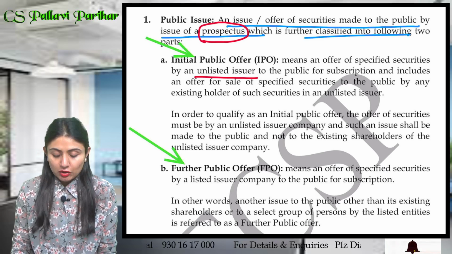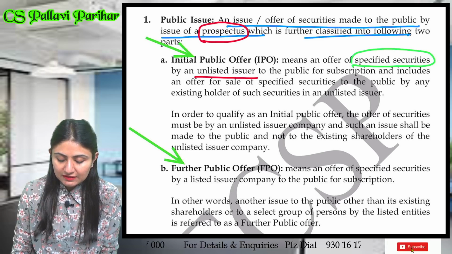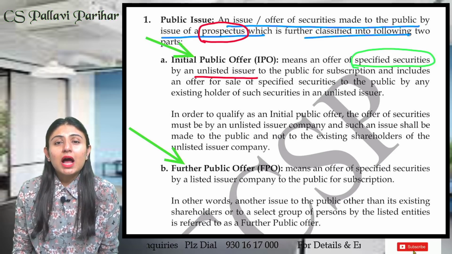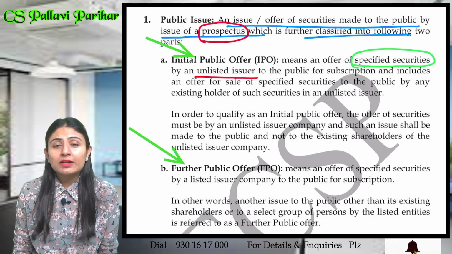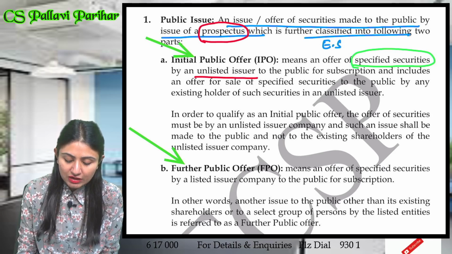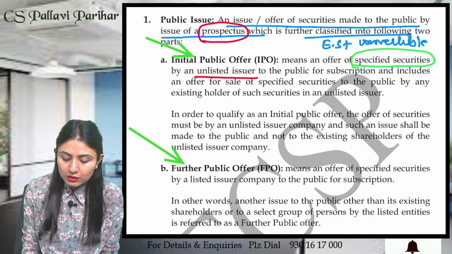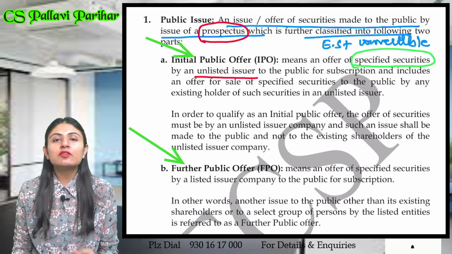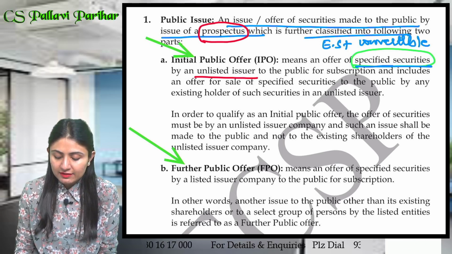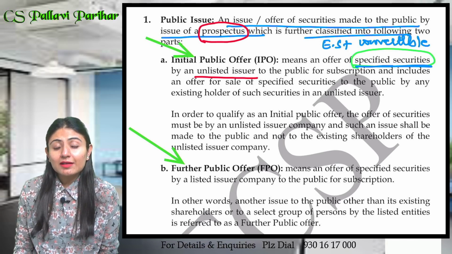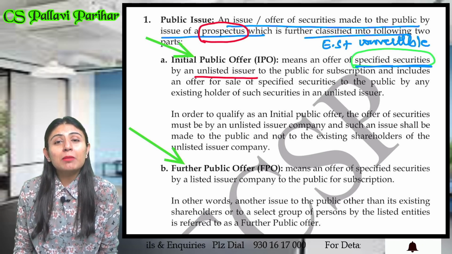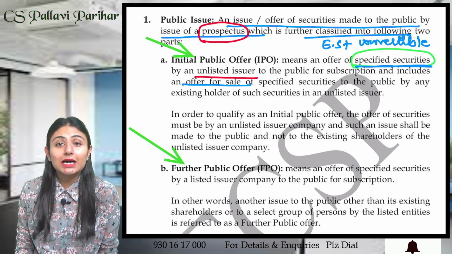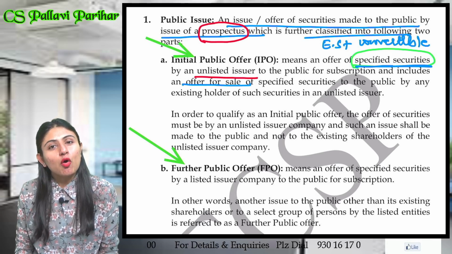Now the offer pertains to what? The offer pertains to specified securities, and this is the term that you need to understand right now. ICDR regulations are applicable only to issues of specified securities, and specified securities include equity shares, plus all those securities that are convertible into equity. Equity shares and all those securities that are convertible into equity are jointly called specified securities. And when these specified securities are issued by an unlisted issuer to the public for subscription for the very first time in the form of an offer for sale, it is called an IPO, that is, an initial public offer.